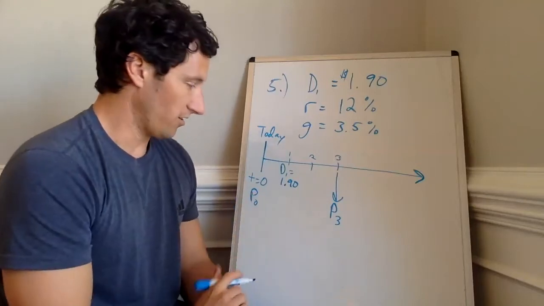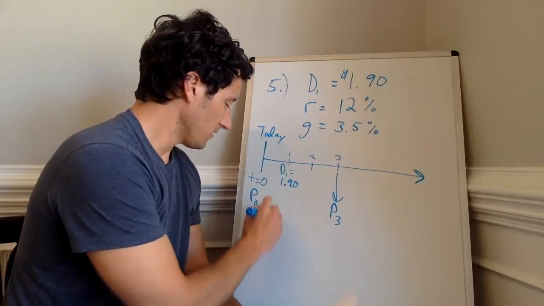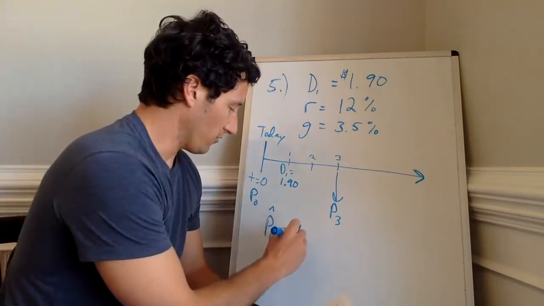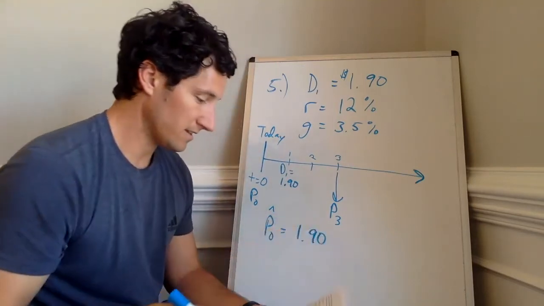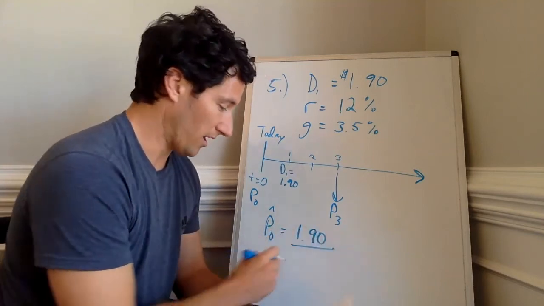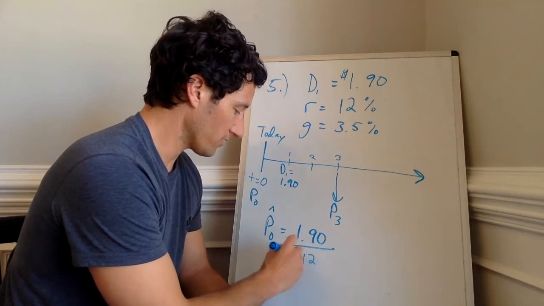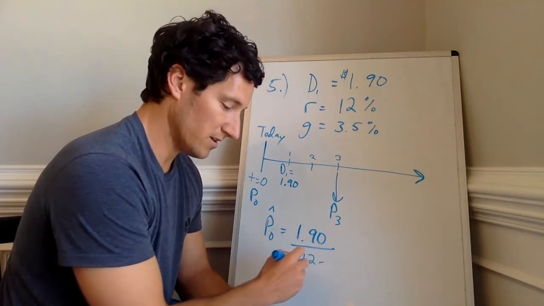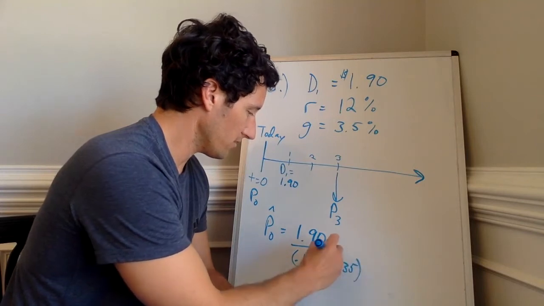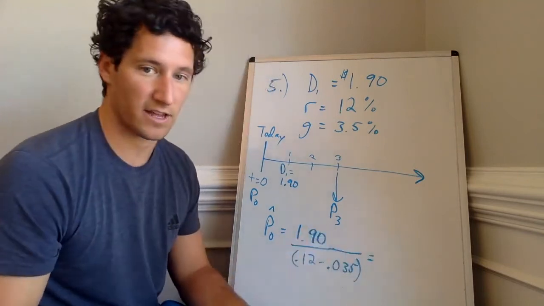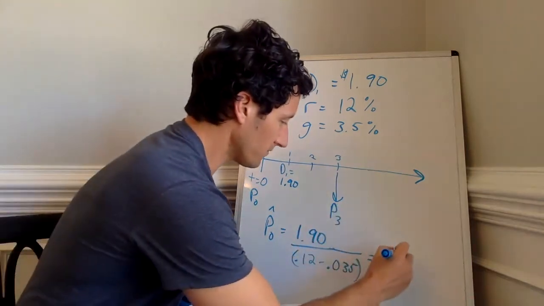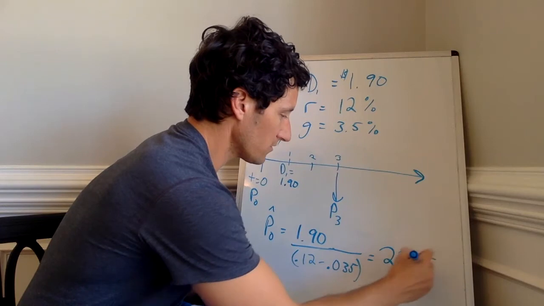First, let's solve for P0, the price today that we paid. So P0 is going to equal 1.90. That's our next dividend, right? D1 divided by required return, 0.12 minus 0.035. All right, so that gives us P0, which should come out to be 22.35.